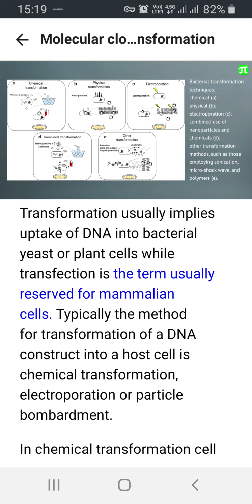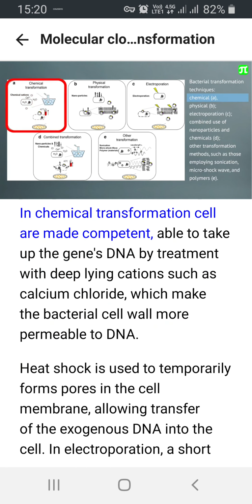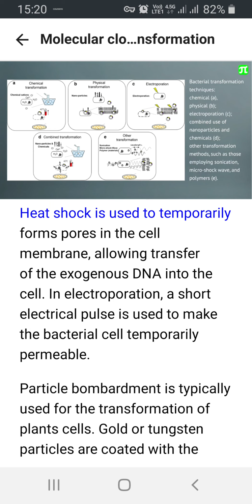mammalian cells. Typically, the method for transformation of a DNA construct into a host cell is chemical transformation, electroporation, or particle bombardment. In chemical transformation, cells are made competent, able to take up exogenous DNA, by treatment with divalent cations such as calcium chloride, which make the bacterial cell wall more permeable to DNA. Heat shock is used to temporarily form pores in the cell membrane, allowing transfer of the exogenous DNA into the cell. In electroporation, a short electrical pulse is used to make the bacterial cell temporarily permeable.